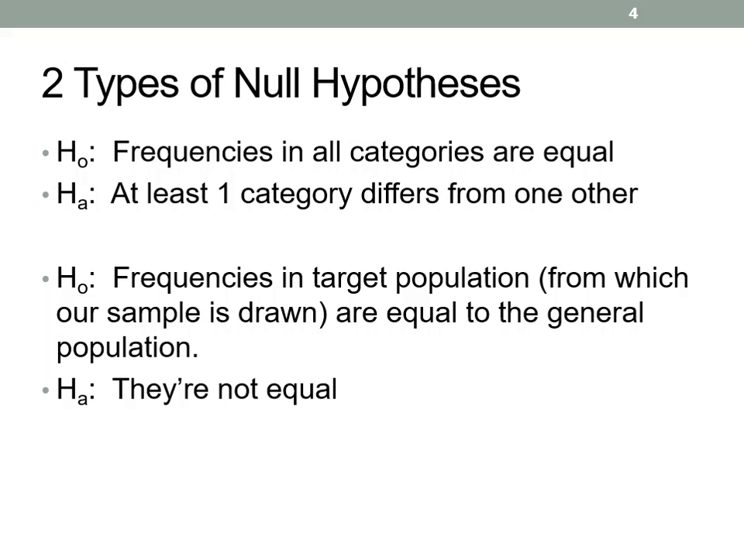The second one is based on information given in the statement, which is going to be frequencies in the target population are equal to the general population, such that the handedness of psychology majors are equal to that of the general population. The alternative is there'll be a difference between the target population and the general population.